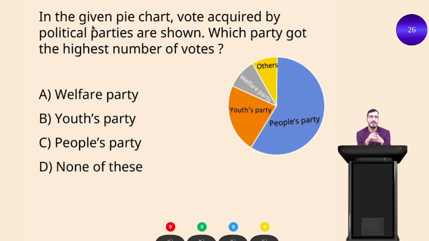Option A, Welfare Party; option B, Youth Party; option C, People's Party; and option D, none of these. So you can see the pie chart here and easily find out the answer. Okay, it's a pretty simple question. I hope you all do this.